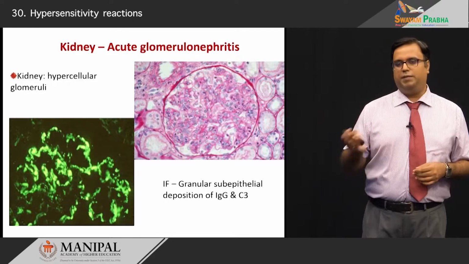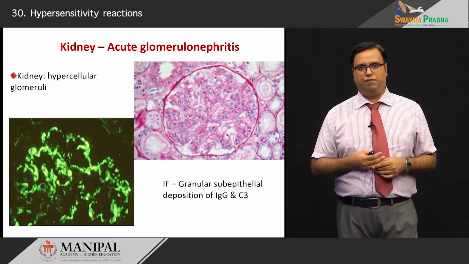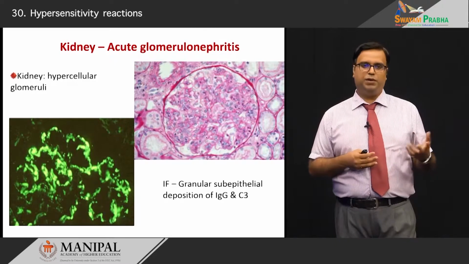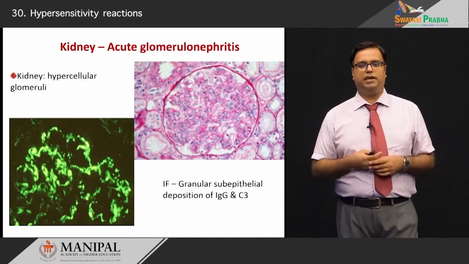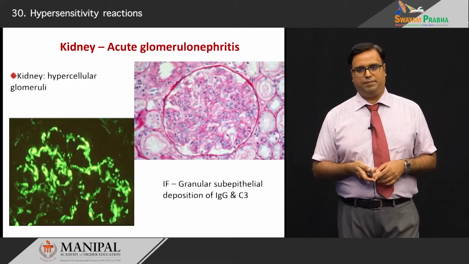complex. The image on your right is periodic acid-Schiff, or PAS, which is important to highlight the hypercellular nature and increase in the cellularity of the kidney.